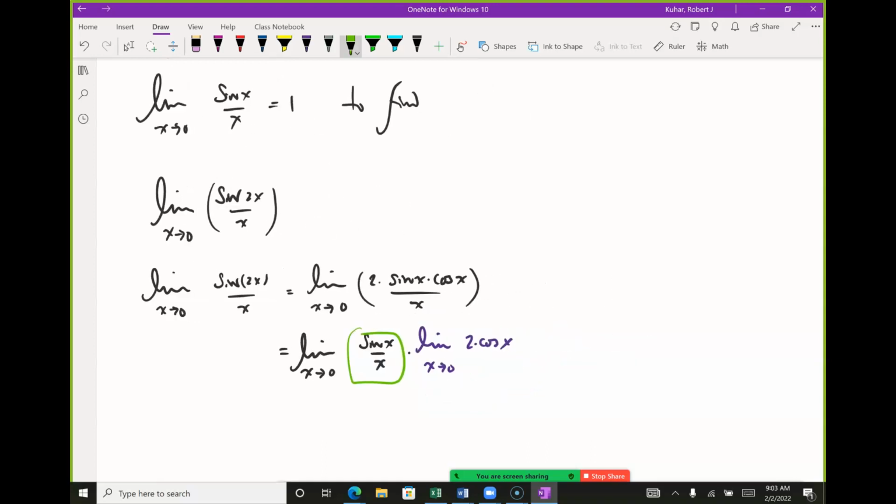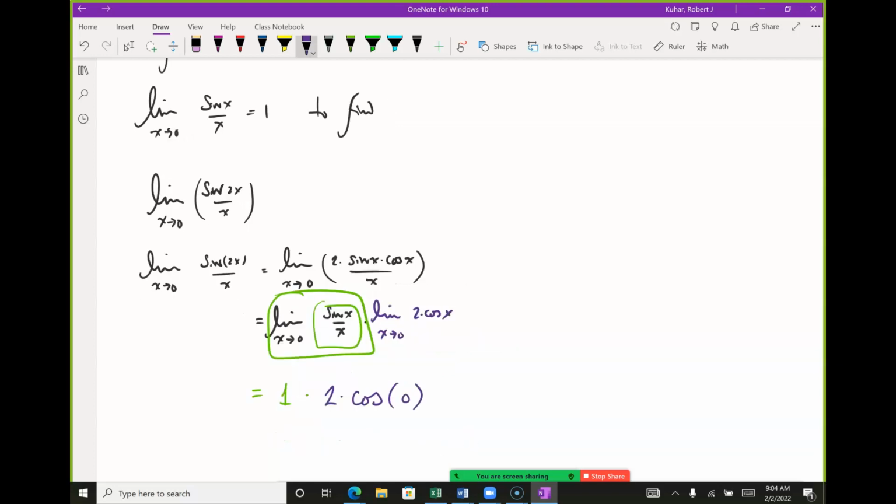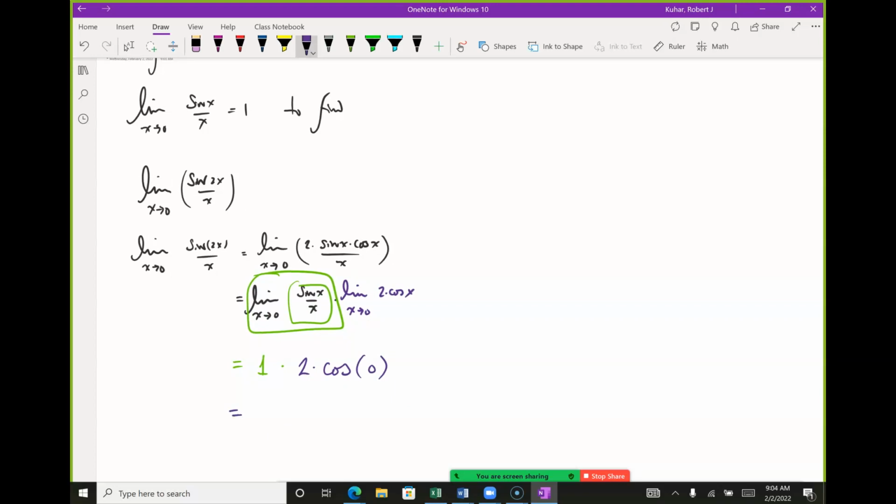So I know that first limit. What is that first big green limit? 1. And then how do I evaluate the other limit? Cos of 0, right? 2 times cos of 0. And what is 2 times cos of 0? Cos of 0 is 1. Everybody okay with that?